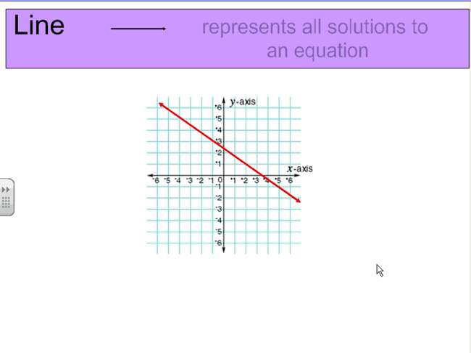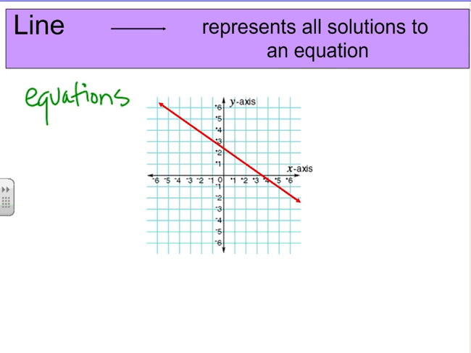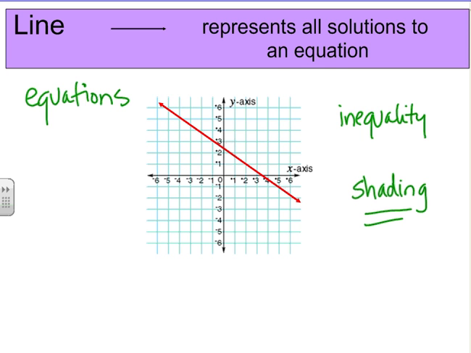Let's remind ourselves that a line represents all the solutions to an equation. It represents all the possible ordered pairs that are involved. Now, because we're dealing with inequalities, we're going to have to add another dimension to it. We're going to have to involve what we call shading. Shading will help us to show that there is more than one answer for it to be true.